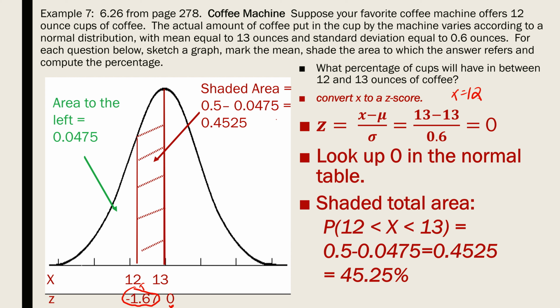Then we look at the normal table. When z equals 0, the shaded area should equal 0.5. When z equals negative 1.67, the shaded area to the left will be this number. So the shaded area we are looking for will be the difference between this number and the transparent area. In other words, the probability that cups of coffee will have in between 12 and 13 ounces equals this number.